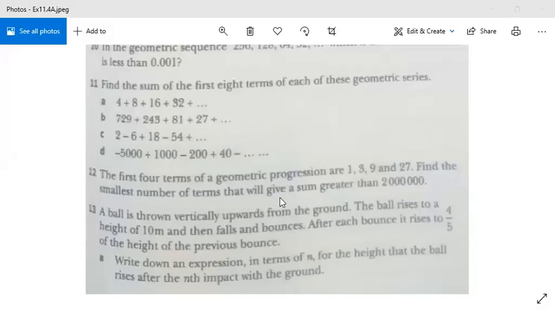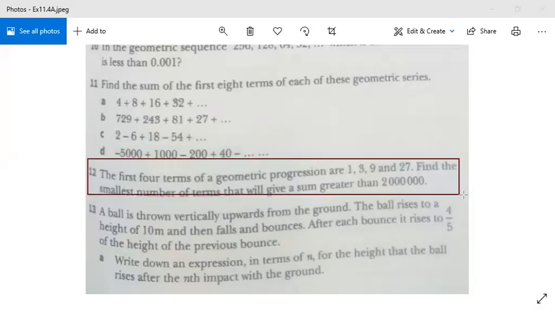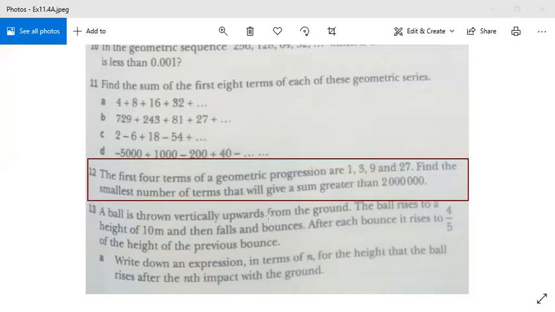So now question number 12 is this. The first four terms of a geometric progression are 1, 3, 9, and 27. Find the smallest number of terms that will give a sum greater than 2000. Okay, so what we will do, we go back to the whiteboard.